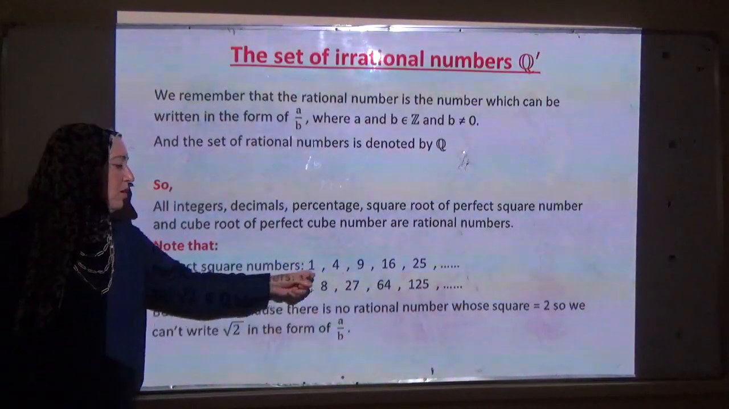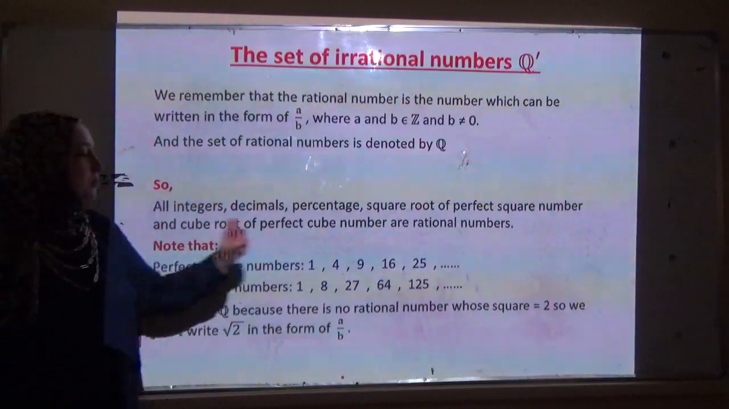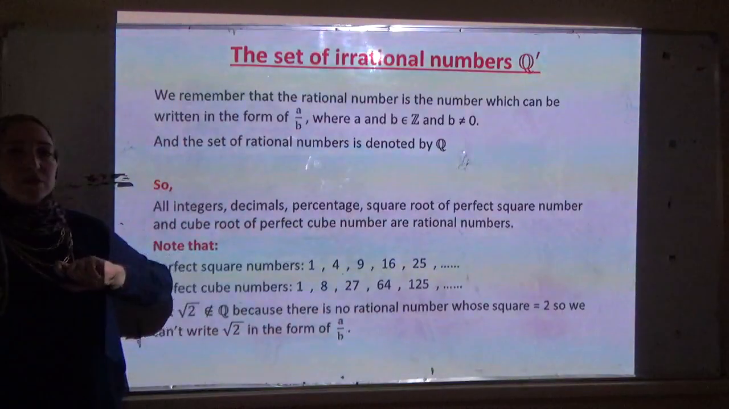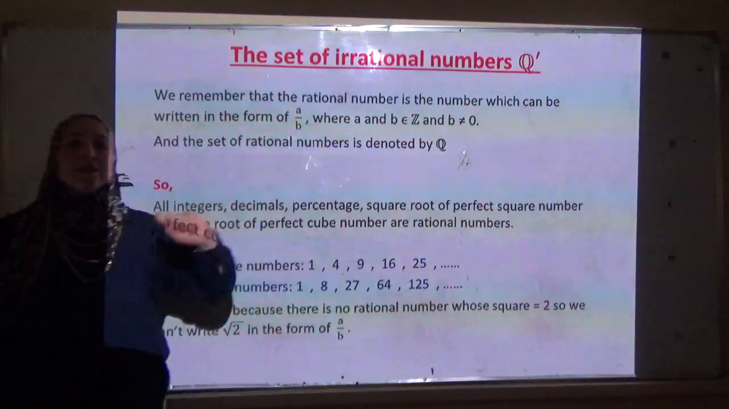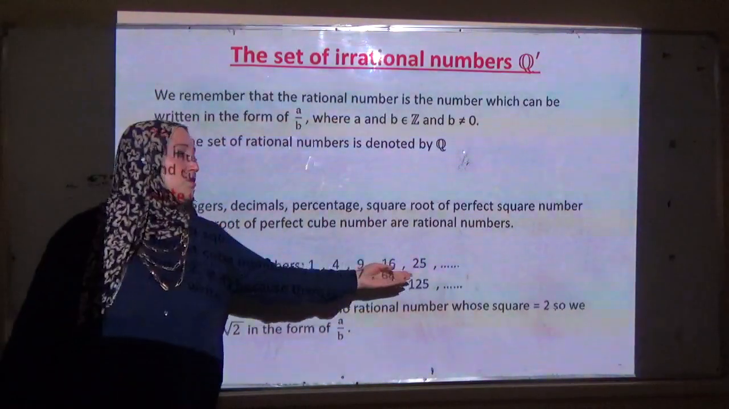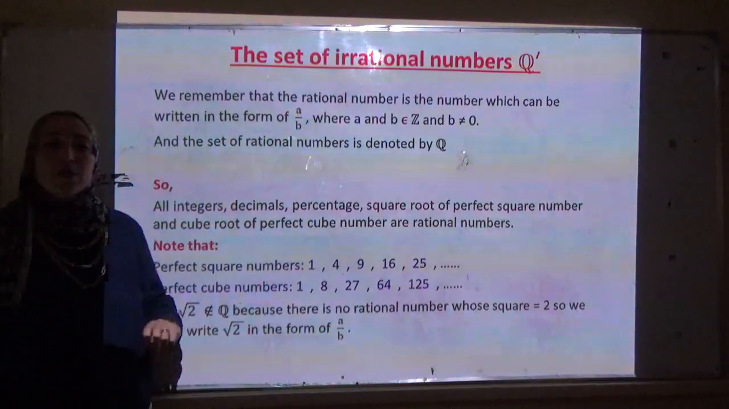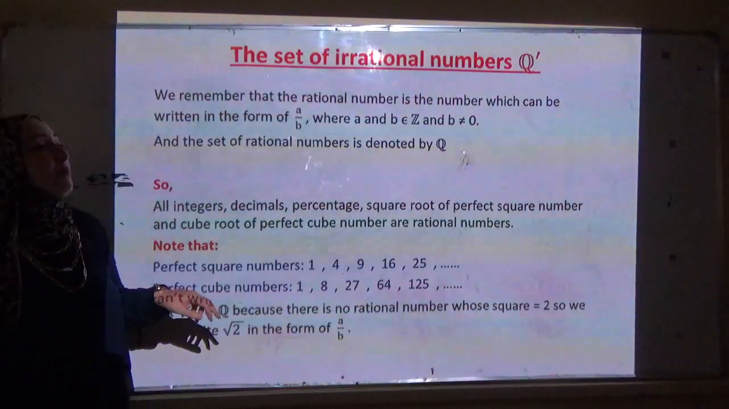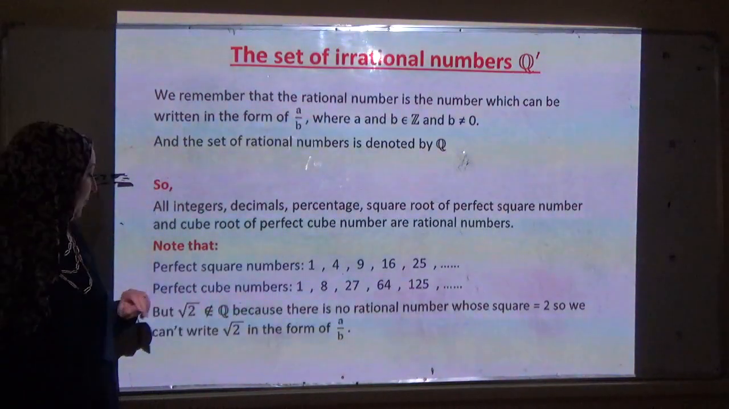1 power 2 equals 1. 2 power 2 equals 4. 3 power 2 equals 9. 4 power 2 equals 16. 5 power 2 equals 25, and so on. These numbers are called perfect square numbers.